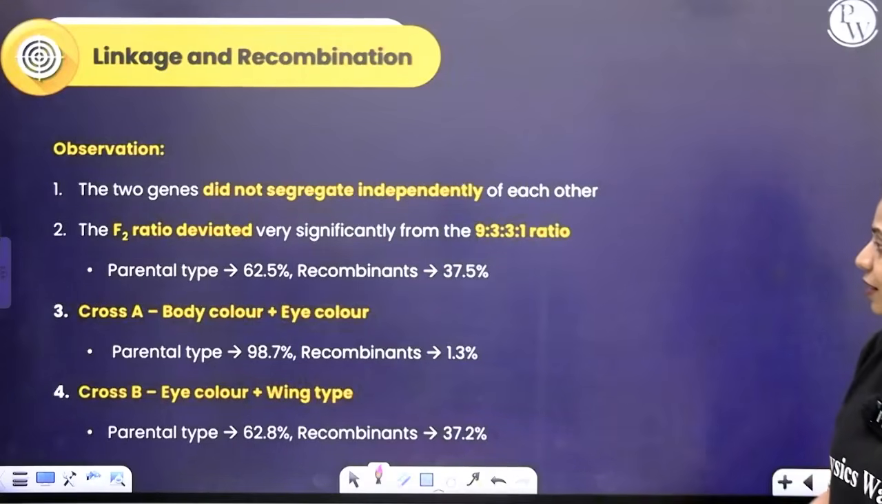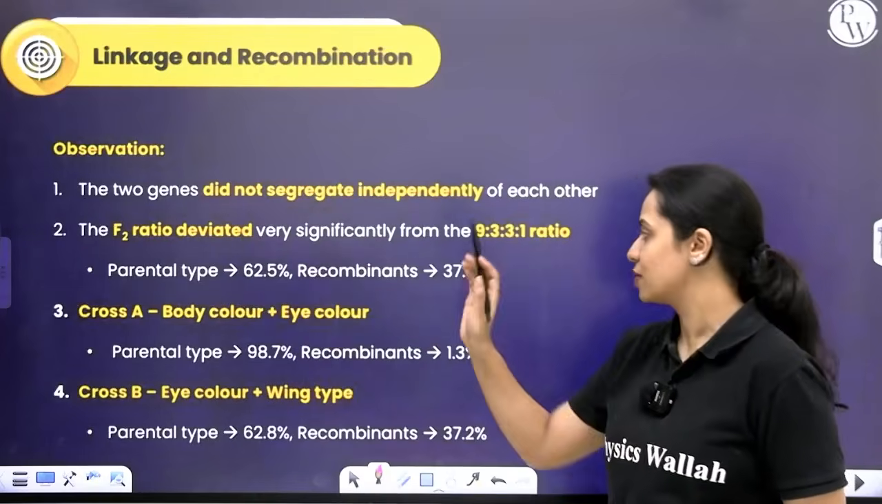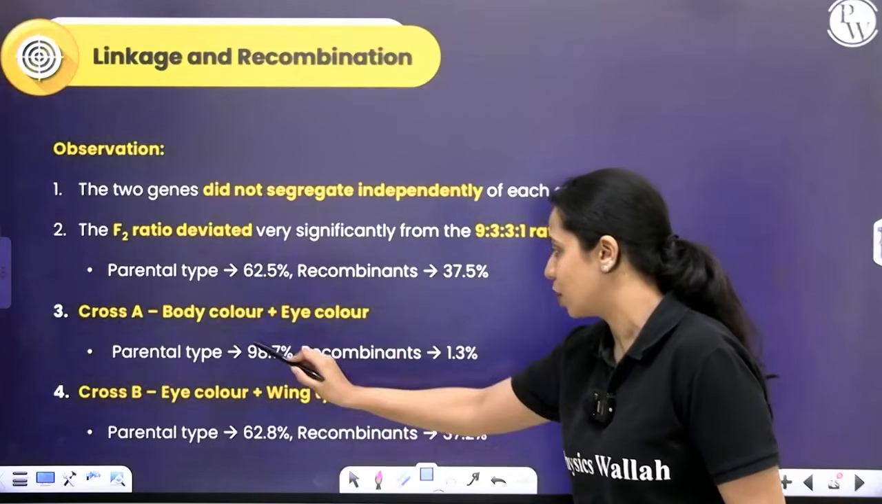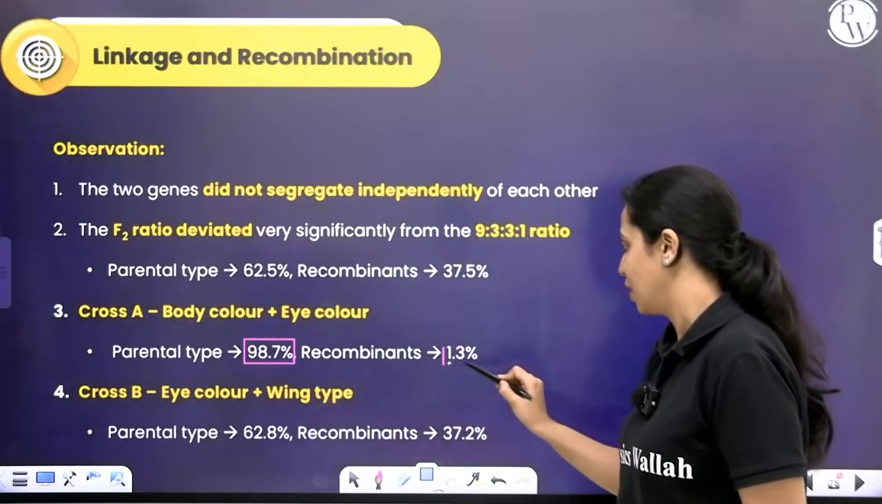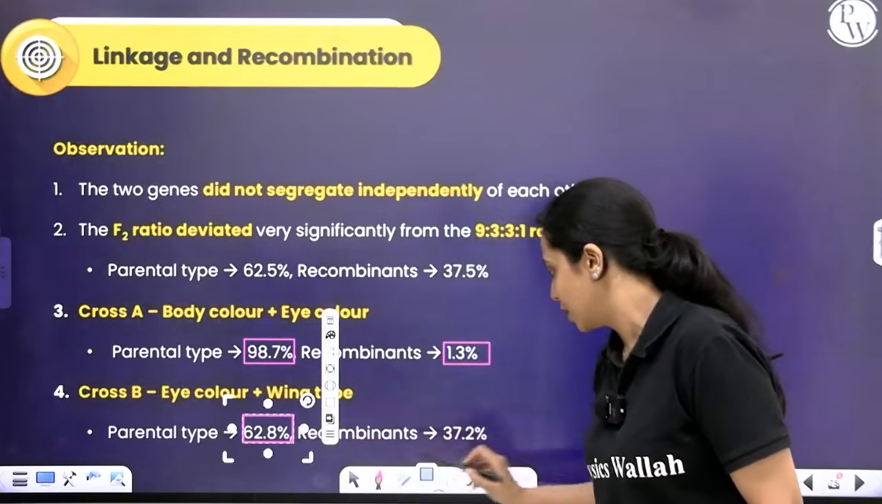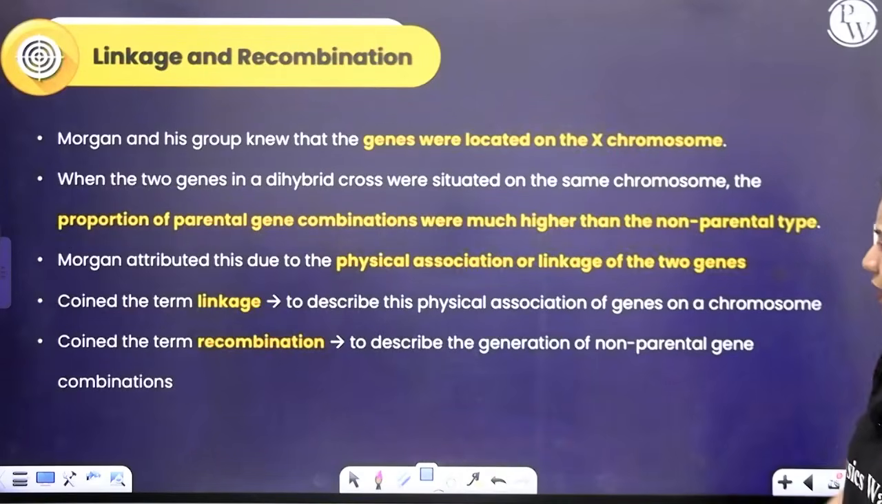In the parental type, normally you would get 62.5% in Mendel's cross, and recombinants were 37.5%. But in the first cross, we saw a huge deviation. In the second cross also there was a deviation, but not as much. Okay, so he says that they did not segregate independently.